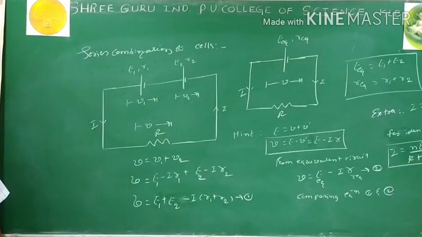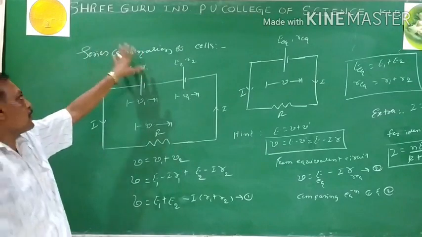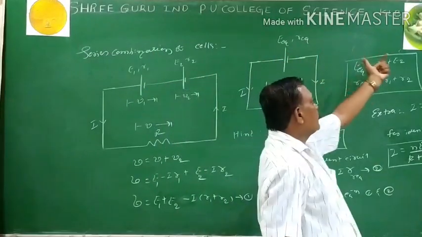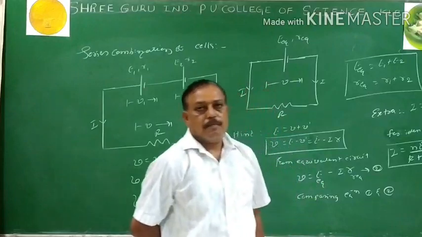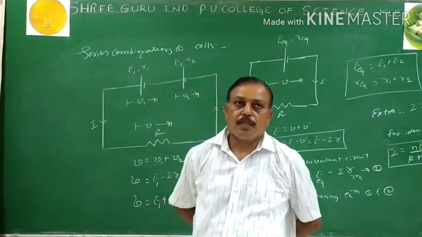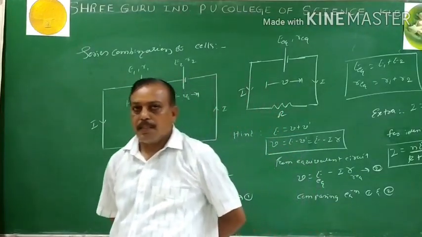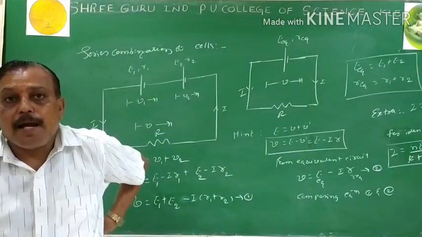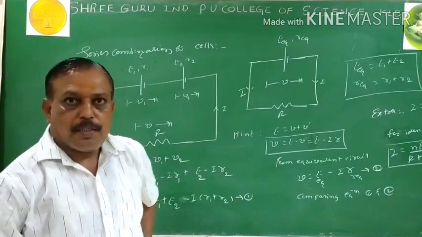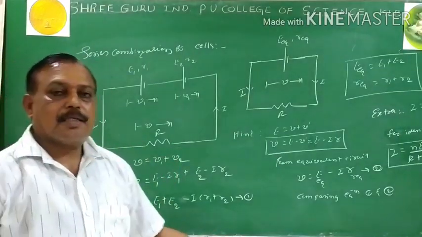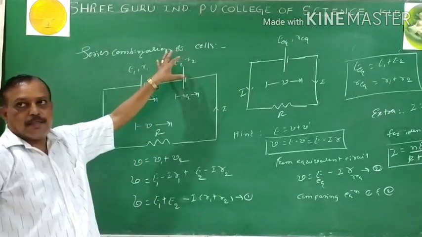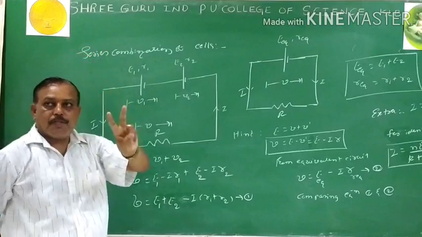Right? Now this is about what? The series combination of the cells. By connecting the cells in series, we get more EMF. If you want more EMF, you go for the connection of the cells in series. When the cells are connected in series, that is called a battery. The group of cells is called a battery. In the battery, we are connecting the cells in series. Right? Is it clear? Then let me go for the second derivation.